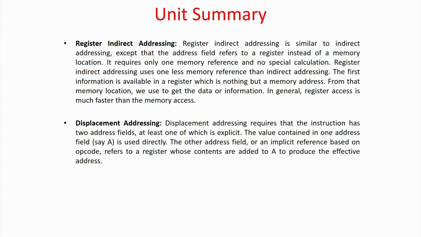We have seen direct, indirect, and then register. Similarly, there can be register indirect. Register indirect is very similar to normal indirect, but in this case the address refers to a register rather than a memory location. What happens in indirect addressing? In the instruction you tell the memory location where the data is present, but indirect means you give the memory location, and in that memory location there will again be a redirection to the exact data.